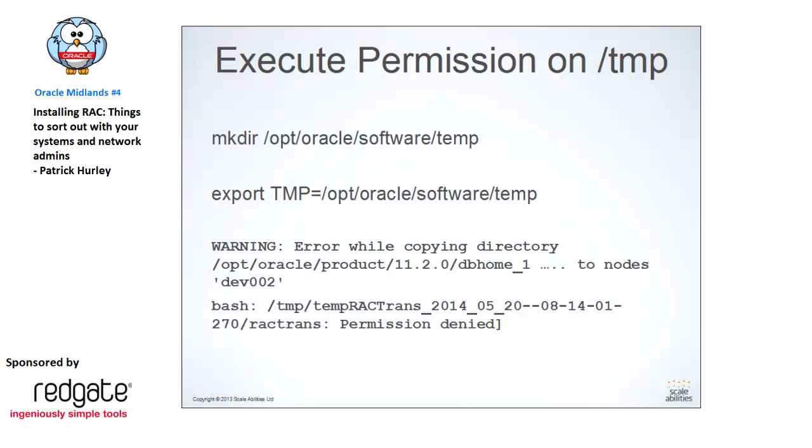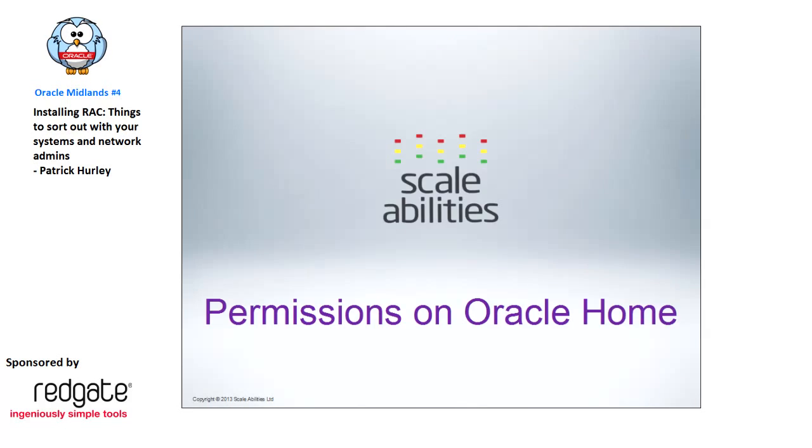Trouble is, this is RAC. It installs onto the first node, copies across onto the second node, and tries to use temp again. So you need, ignore that workaround, you need to ask the sysadmins to fix that problem properly, to give you exec permission on /tmp. There's another problem on the Oracle.